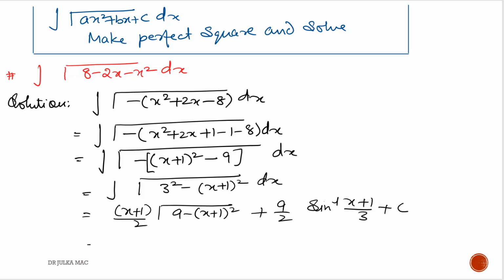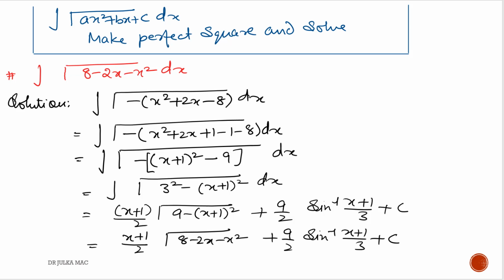Here x is x plus 1 and a is 3. So after simplification we have the answer (x plus 1) upon 2 in the root of 8 minus 2x minus x square plus 9 by 2 sine inverse (x plus 1) upon 3 plus c.